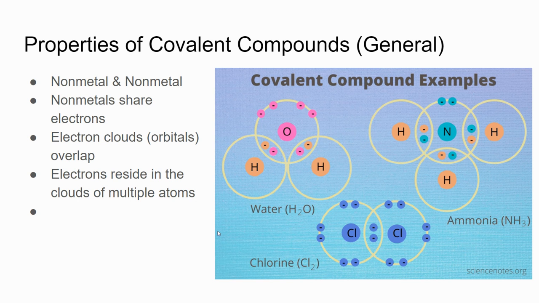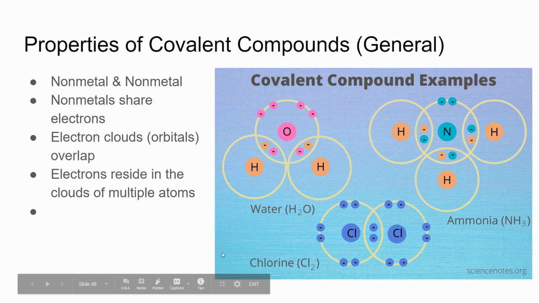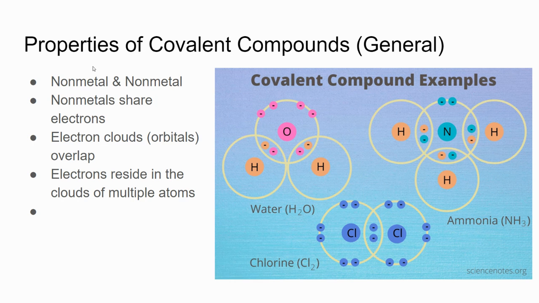Their properties. Some other things about covalent compounds: they are always made of two or more nonmetals. So if you see nonmetals and only nonmetals, think covalent. As soon as you see a metal, you know it's going to be ionic or metallic. We're not even going to talk about metallic bonds right now.